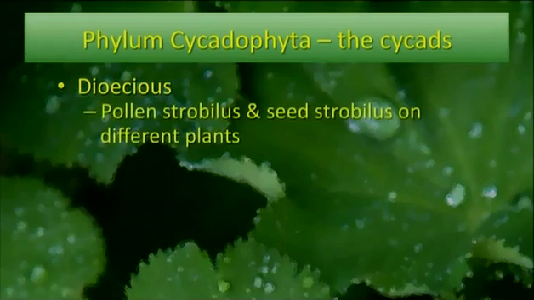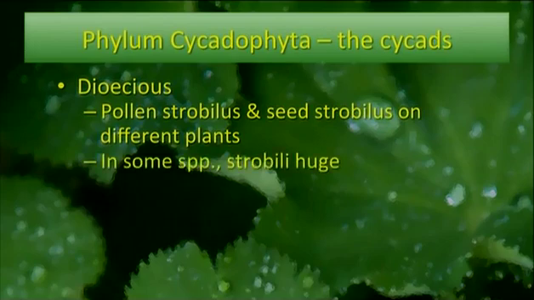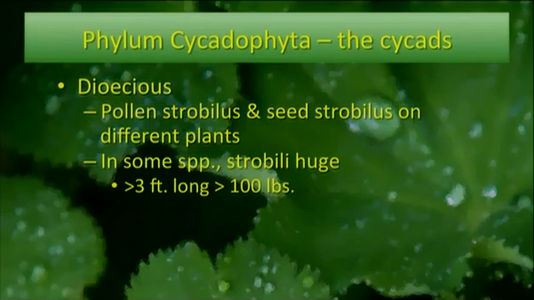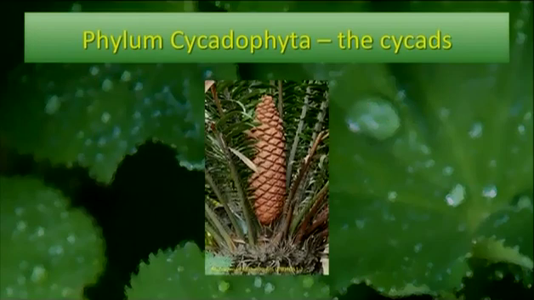So you have the pollen structure and the seed structure on different plants. And in some species the strobili are huge. They can be more than 3 feet long and can weigh over 100 pounds. This is a male structure here that produces pollen.